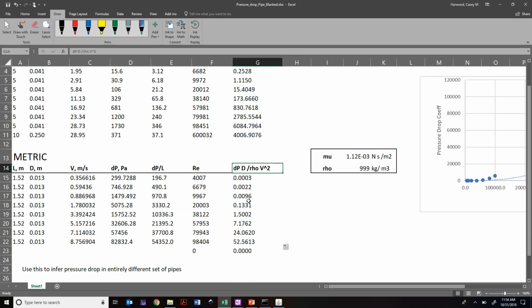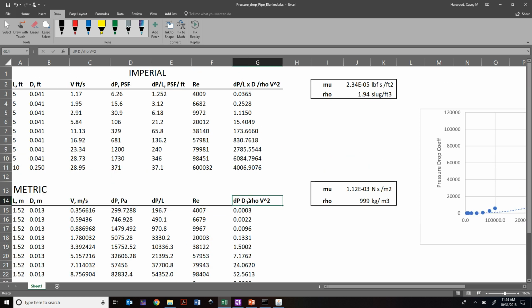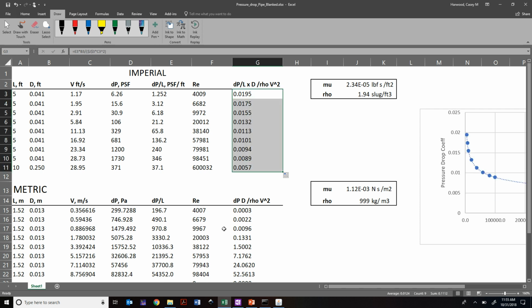Notice that whether we're working in imperial or metric units, our dimensionless pi terms are the same, within round off error. There's a little bit of error due to the unit conversions that I did. There's one value in dimensionless terms, independent of the system of units used. And I forgot parentheses on that. There we go.